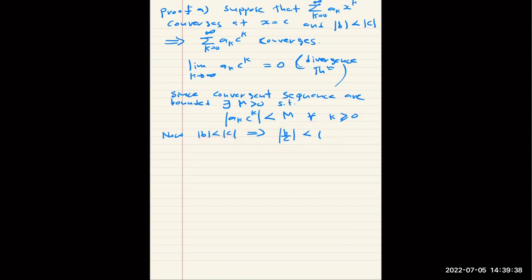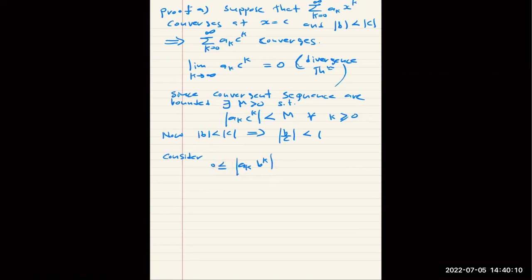Okay. Now I'm going to consider a combined inequality of sequences. This is what I'm going to do. Consider this inequality: 0 is less than or equal to the absolute value of a_k times b to the power k. This inequality is clearly true because when you take the absolute value of something, you always get something bigger than or equal to 0. So this is not a problem.